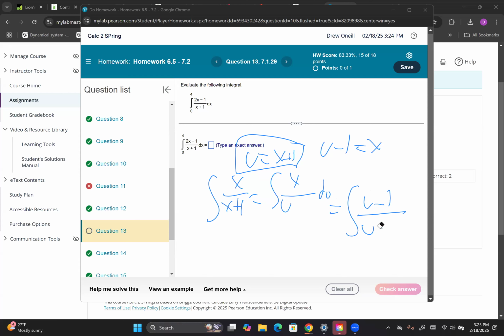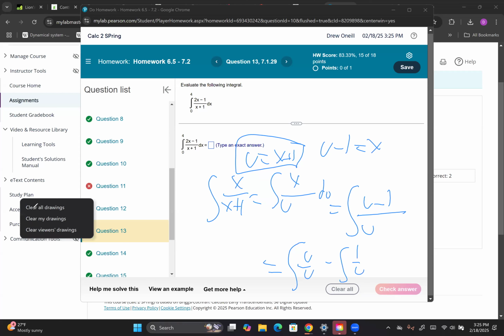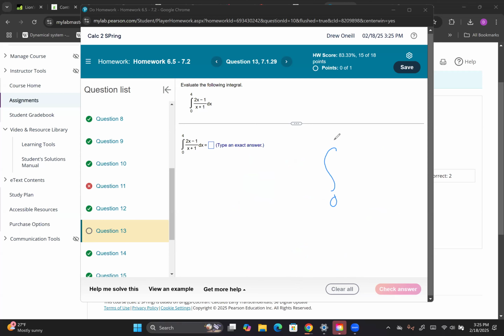So we have that. Now again, we can split this into 2 integrals. This is u over u minus 1 over u. This is just the integral of 1. This is the integral of 1 over u. Okay, so let's do the whole problem. We did this one by itself, the far right one.